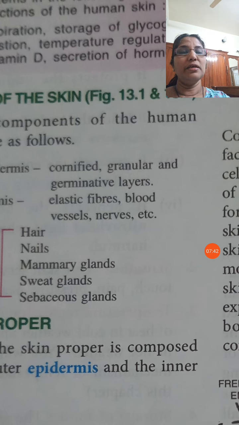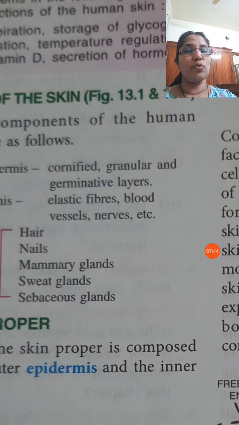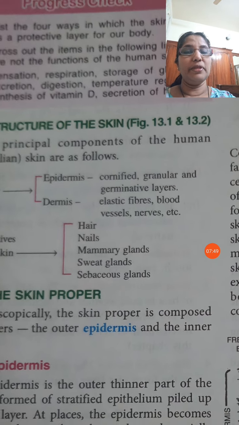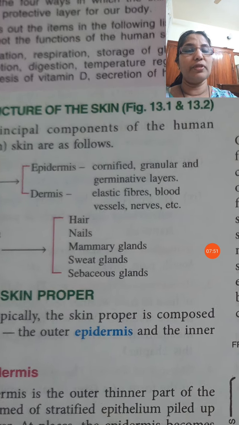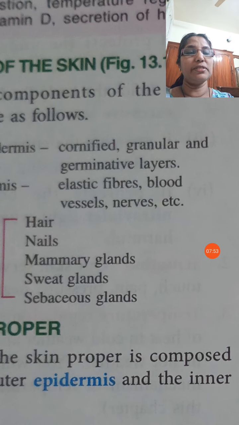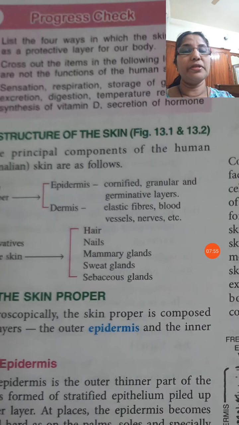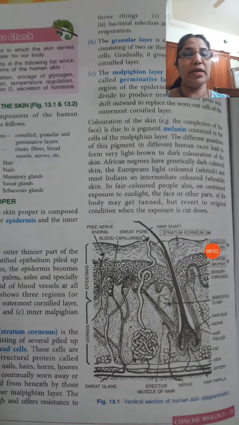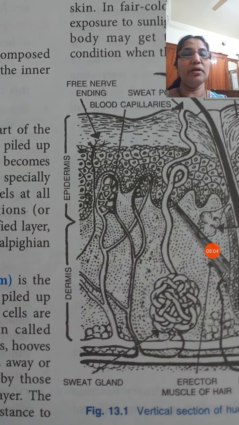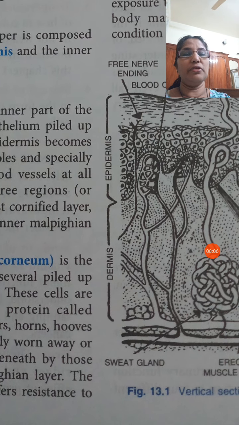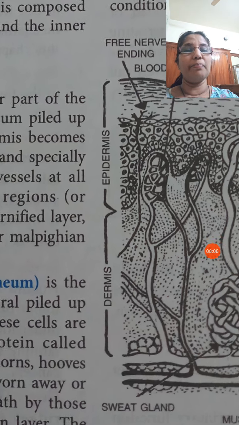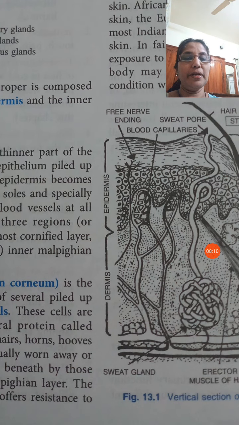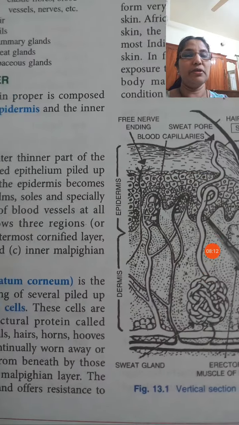The epidermis has certain layers known as the cornified, granular and germinative layers. Then the dermis consists of elastic fibers, blood vessels, nerves, etc. Let us see the skin proper, the epidermis and dermis. This is the structure of the skin. You can see the part known as the epidermis here, and the dermis.